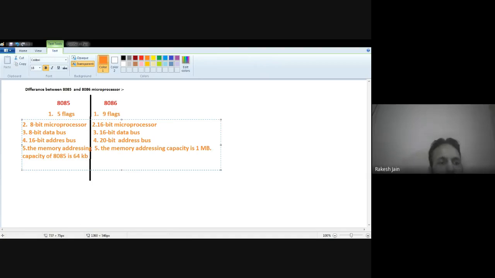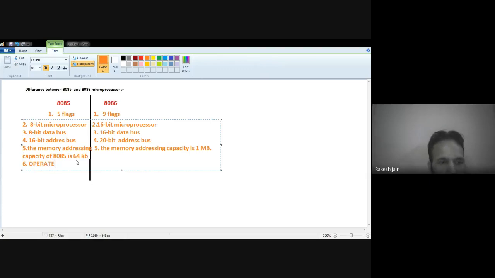So this is about the memory addressing capability of 8085 microprocessor and 8086 microprocessor. 8085 microprocessor operates at a frequency of 3 megahertz, whereas 8086 microprocessor operates at 5 megahertz, or we can say 8 megahertz or 10 megahertz. That is a crystal oscillator frequency actually.